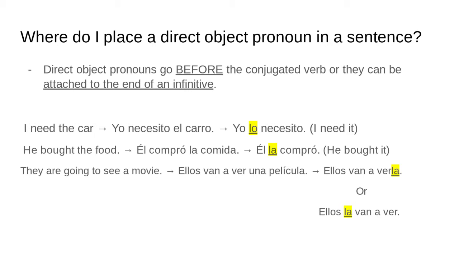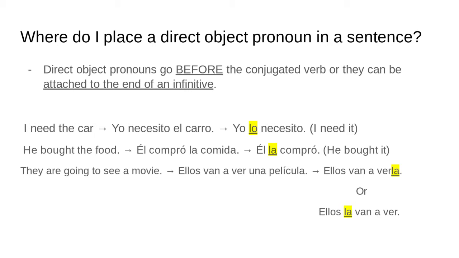So for example, in the sentence, I need the car, the translation of that sentence at a base level would be yo necesito el carro. In this case, you ask yourself, what's being needed? In this case, it's the car. So you're replacing el carro with a direct object pronoun that matches the gender and number of car. Since car is masculine and singular, you would replace it with lo. And as we know, direct object pronouns have to go in front of the verb. So my final translated sentence would be yo lo necesito, and that would mean I need it.